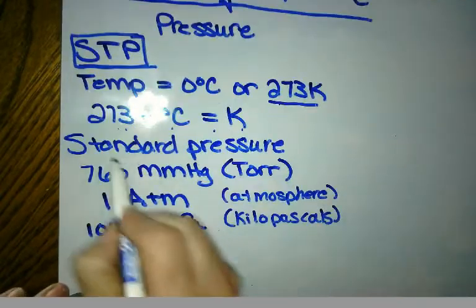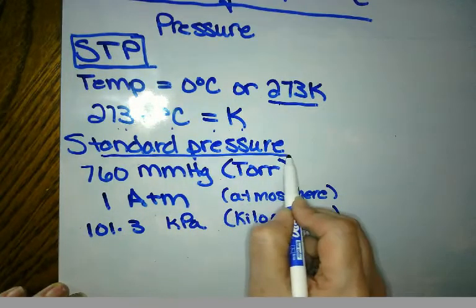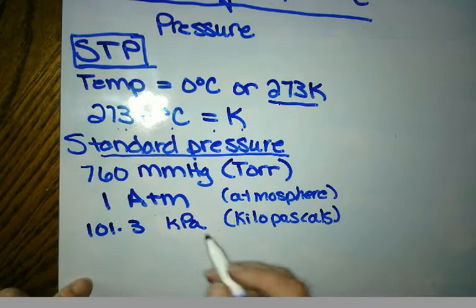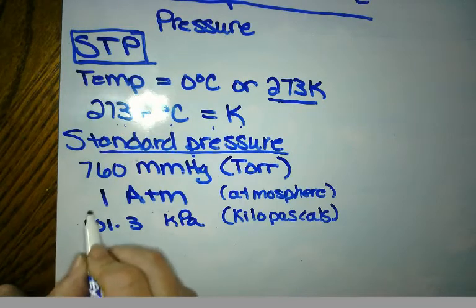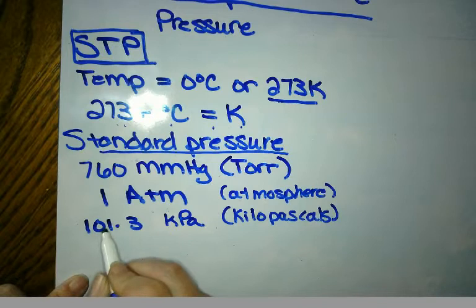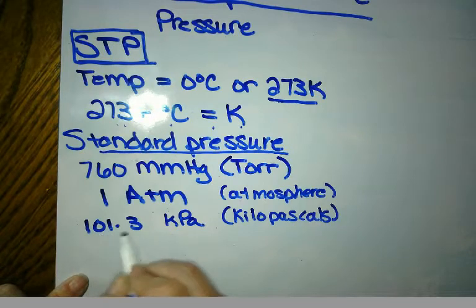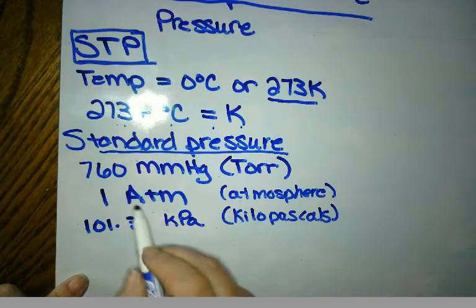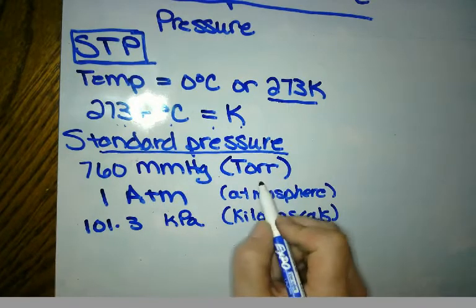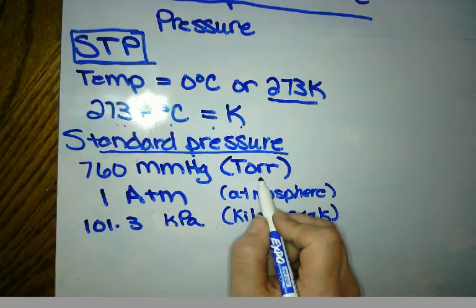Now our pressure is written in multiple different ways. In America, we use PSI, pounds per square inch. If you go and fill up your tire, it will say PSI on there. But we're the only ones not on the metric system. So for the metric system, they use atmospheres, 1 ATM, kilopascals, which is 101.3 kilopascals, or 760 millimeters of mercury. The guy who invented that was Torricelli, so it's also called torr.